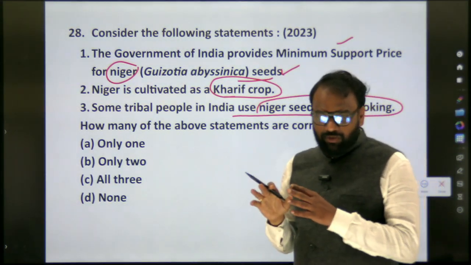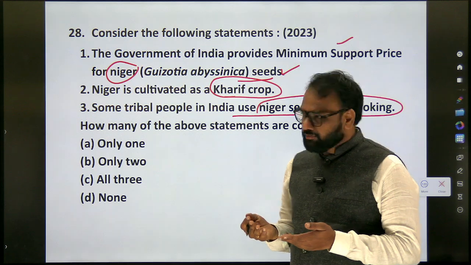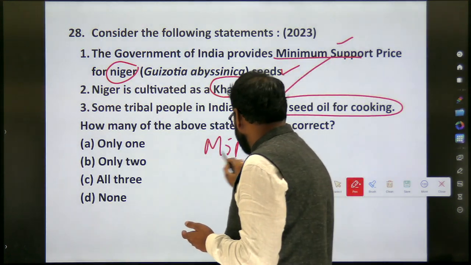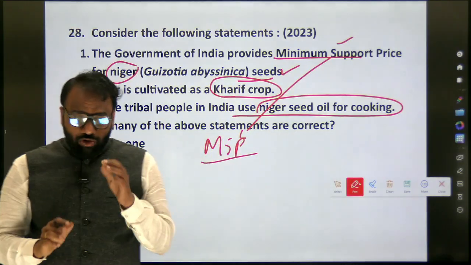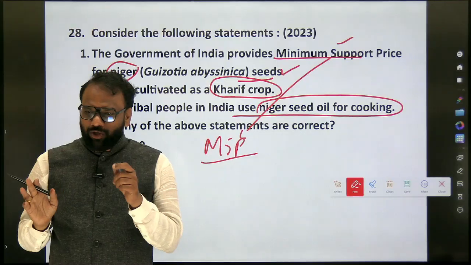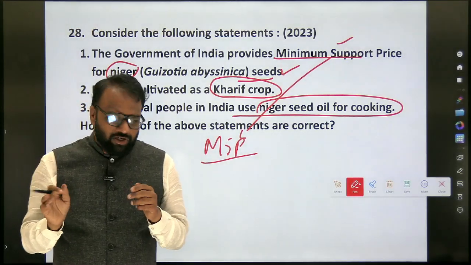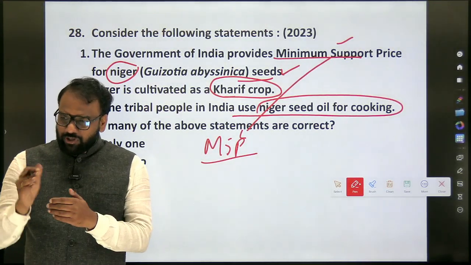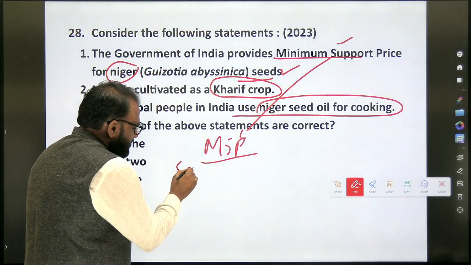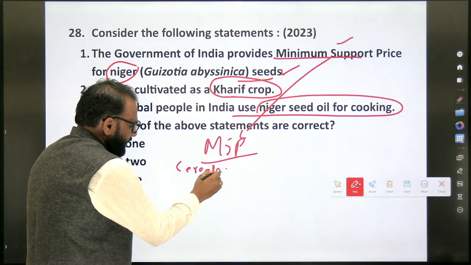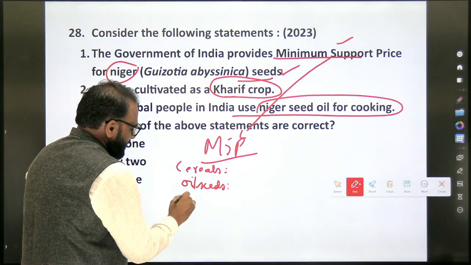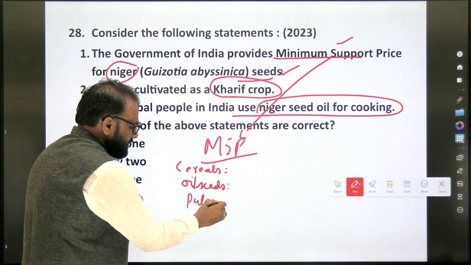So here this question paper is a base. What are we supposed to prepare? Minimum support price, MSP. Which are the crops that have been offered minimum support price? There are 22 plus 1, 23 crops which have been offered minimum support price. In the actual notes we have all that content, but here you will bring the required amount of content and make a list. Cereals, next oil seeds, next pulses.